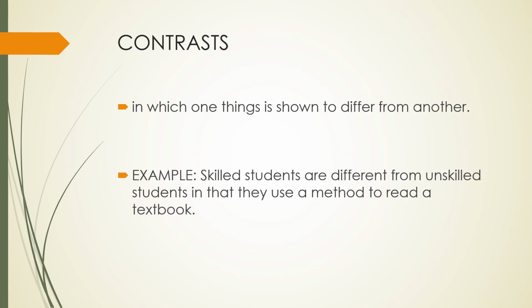On the other hand, when we say contrast, it brings out the difference between two things. For example, the skilled students are different from the unskilled students in that they use a method to read a textbook. So in this one, we can say that the skilled students and the unskilled students are not the same. How are they the same? It is expressed in the example.